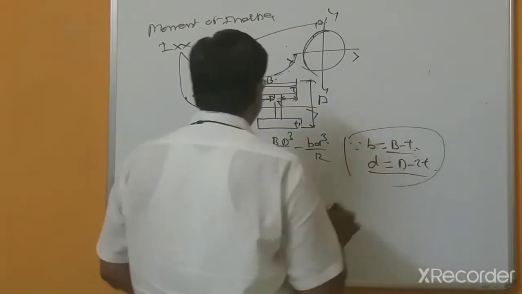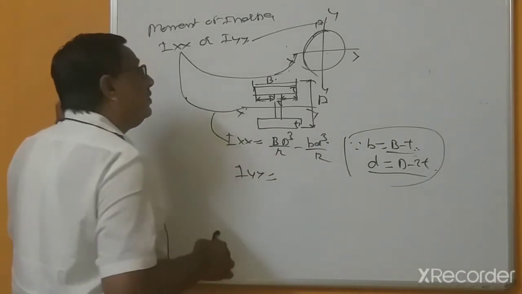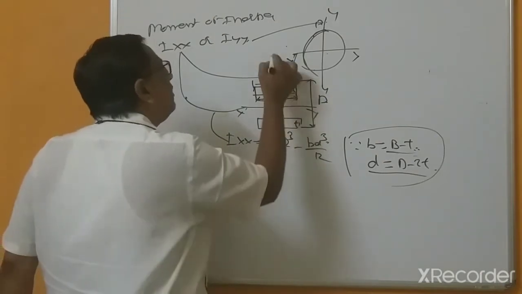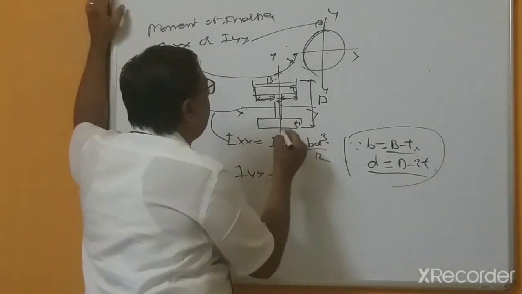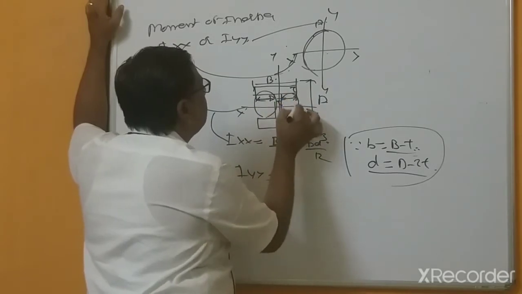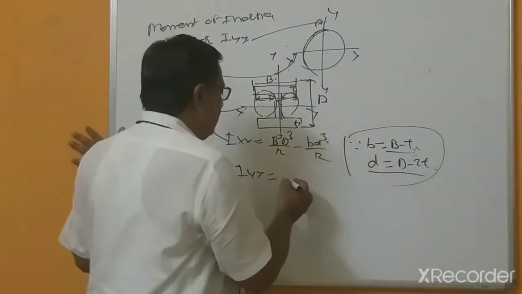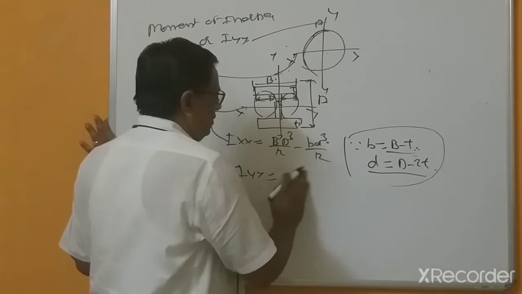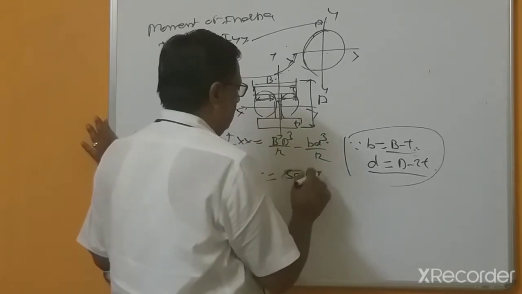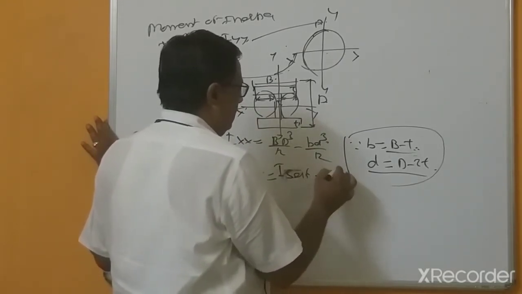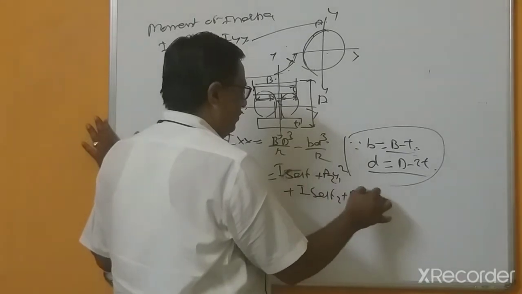So this is the relation for Ixx, and similarly Iyy. Here is y-y. By using the parallel axis theorem you have to calculate, because this part is not symmetrical. The y-y axis is not passing through this part. So self moment of inertia plus a1 y1 squared plus self moment of inertia 2 plus a2 y2 squared.